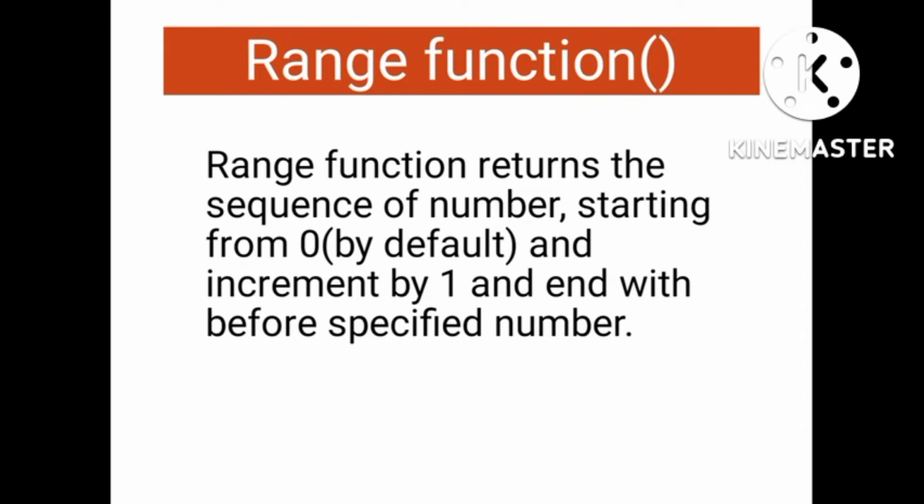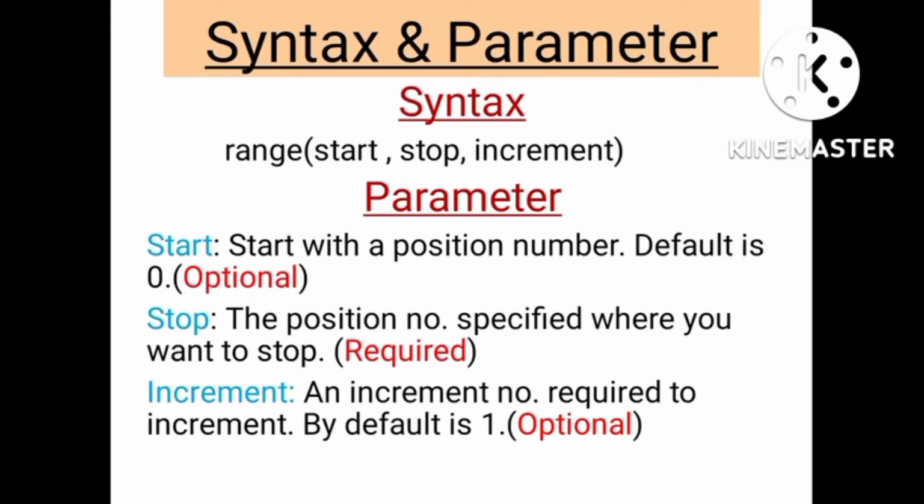What is the syntax and its parameters? We will write range within brackets: start number, stop position, increment number. These are the three parameters used in the range function. Start. It is optional. It is used to define the start position. By default, it starts from 0. Stop. It is required to end the position. Increment. It is optional. By default, its value is 1.